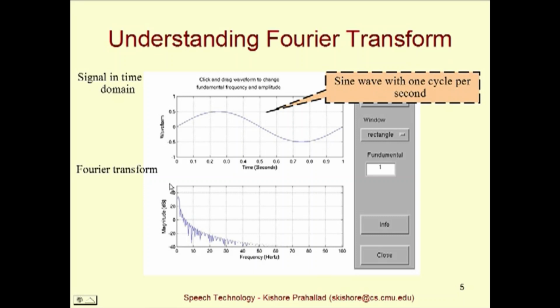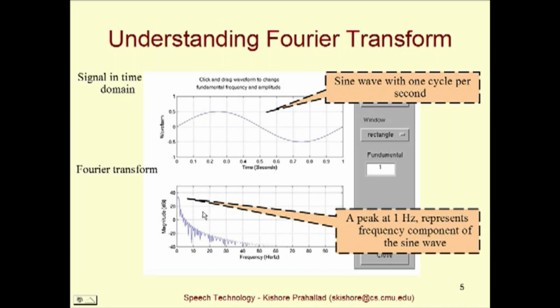So we have a sine wave here with 1 cycle per second, and its frequency analysis shows that there is a peak at 1 Hertz, which essentially represents the number of cycles per second in the time domain. So there is a peak at 1 Hertz. The 1 indicates the number of cycles that are there in the time domain. So you are seeing here this tail of the signal.